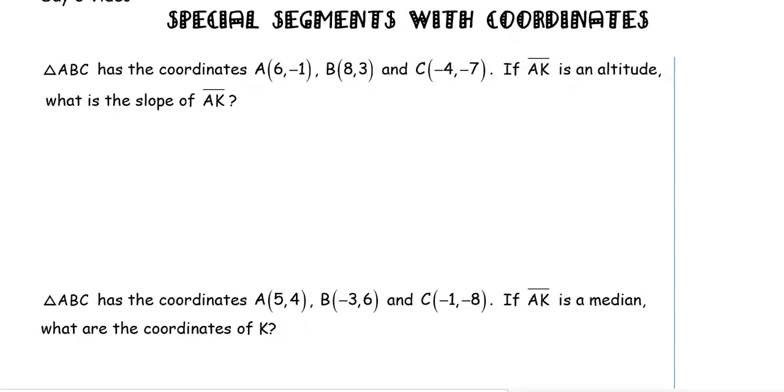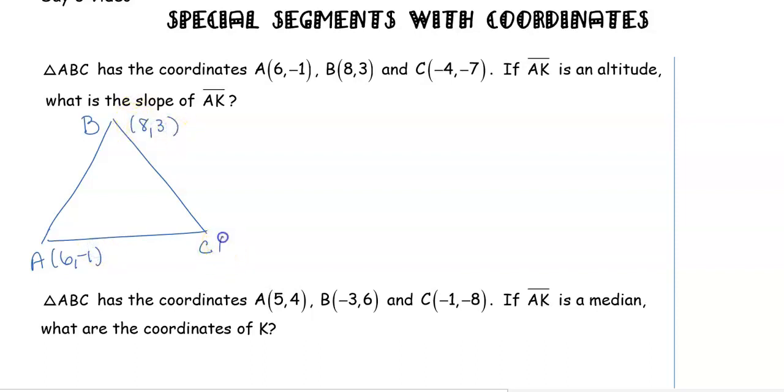So what I want to do is clarify what this is going to look like. I start by drawing my triangle. If I don't have a picture, I draw a picture. So I've got triangle ABC. A is at (6, -1). B is at (8, 3). And C is at (-4, -7).